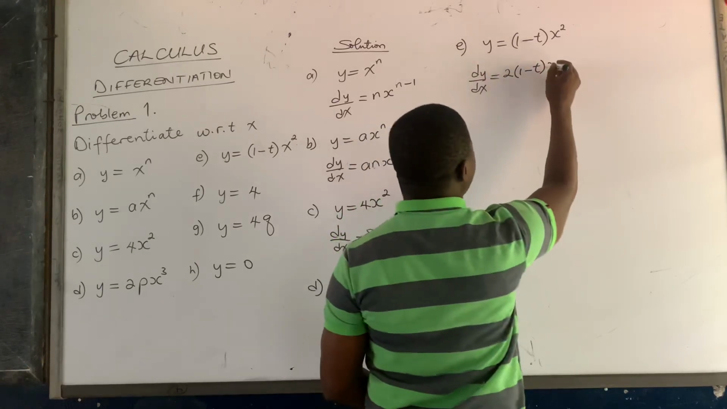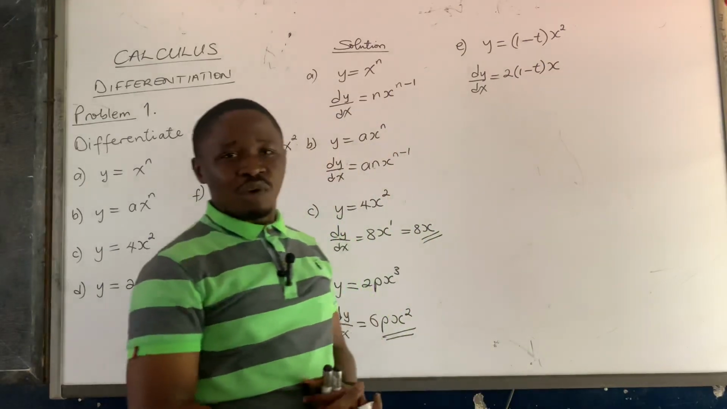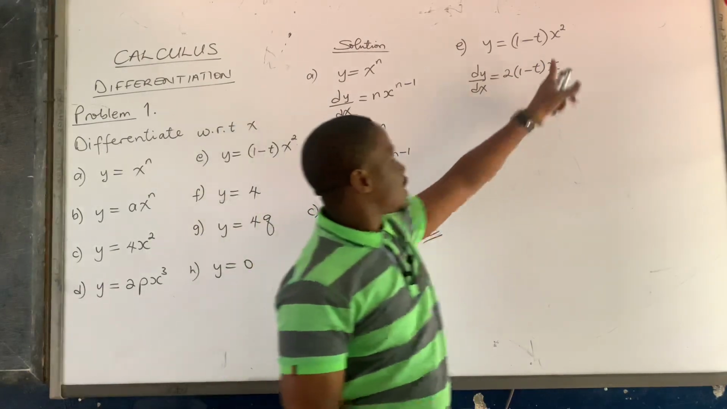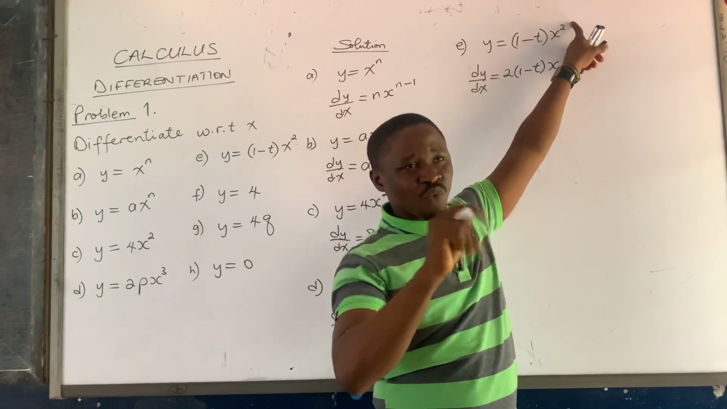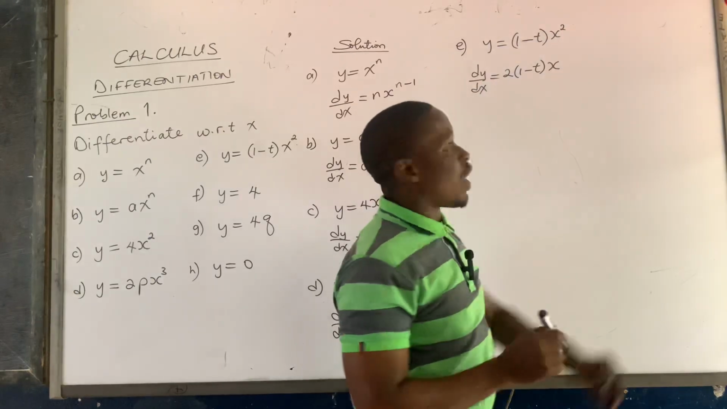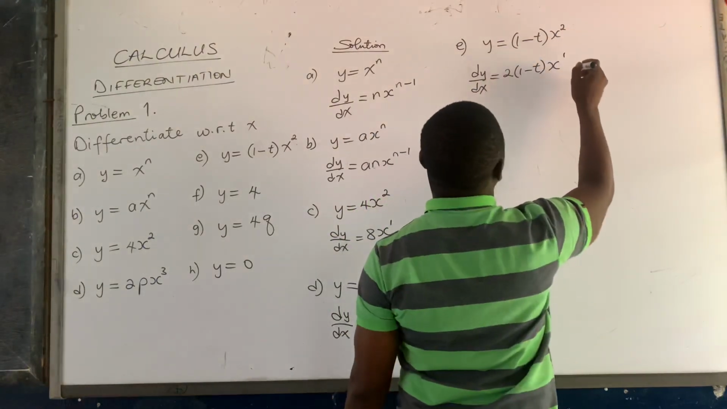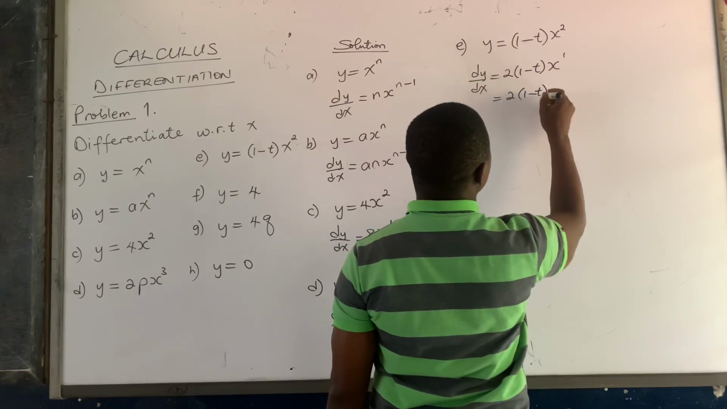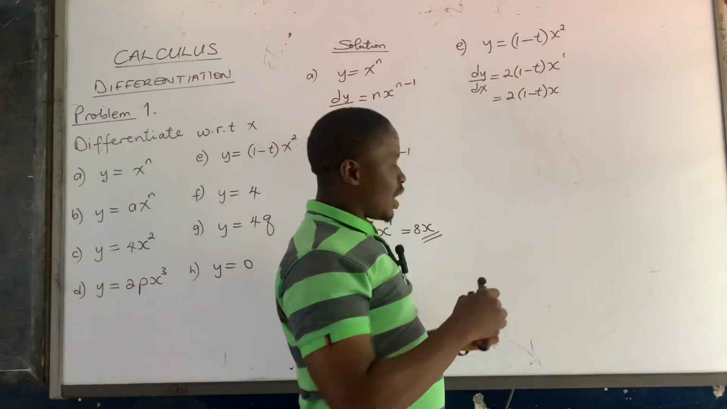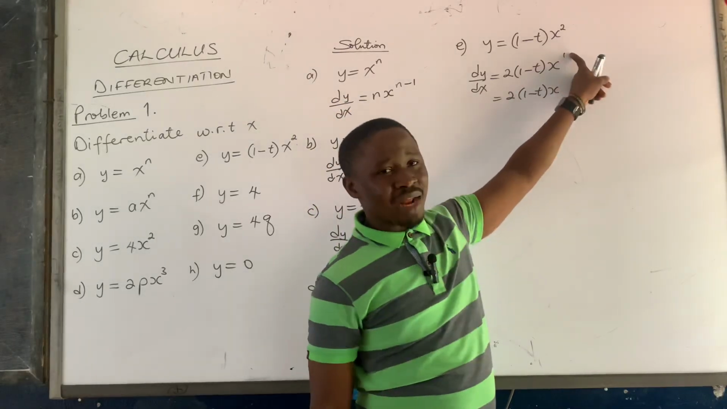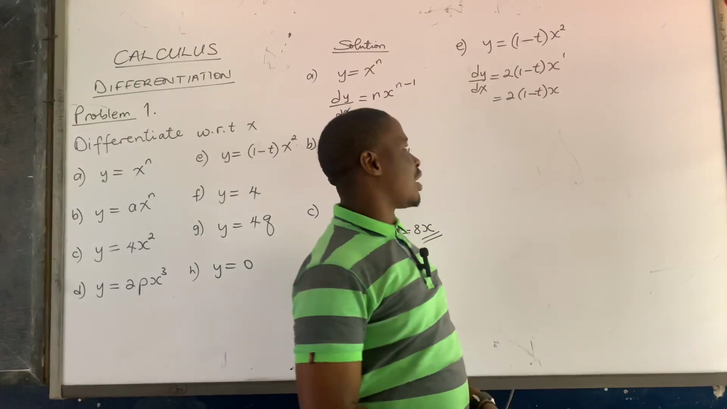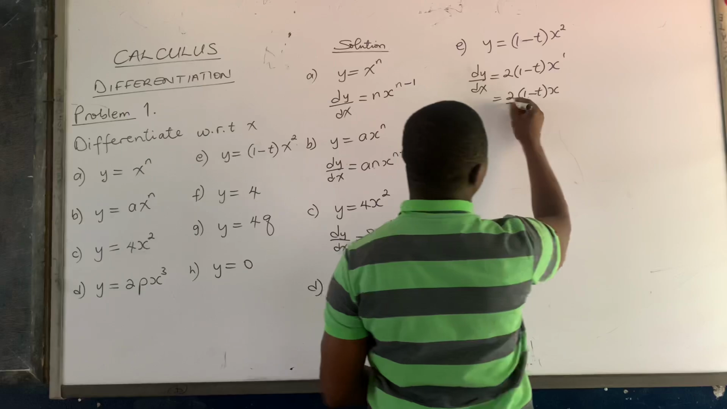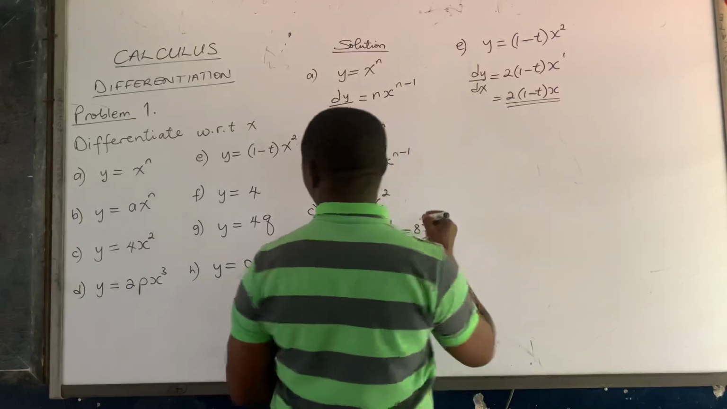So we must write the variable. The final thing we do is to say the power minus 1. So 2 minus 1 is 1. So therefore, this is 2 multiplied by 1 minus t, times x. Remember, a variable with a power of 1 is just the value itself. So this is what we get. So we go to F.